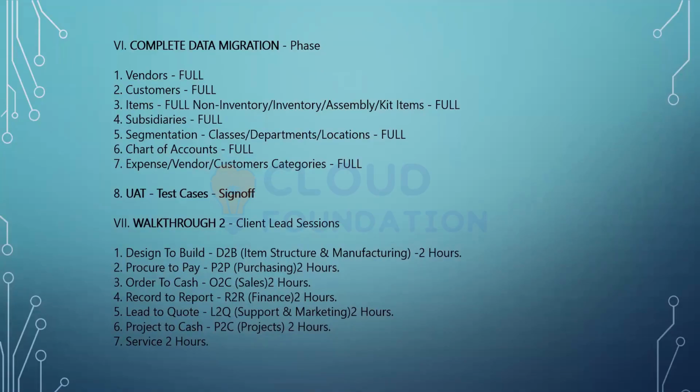That is what your complete data migration does. And as part of the UAT test cases, you have to provide every step: click on transactions, go to purchase, go to procurement, go to purchase orders, click on new, enter the vendor, select the vendor, select the item, put in the amount. All these things are part of the UAT test cases. So you have to document each and every step that happens as part of this UAT.